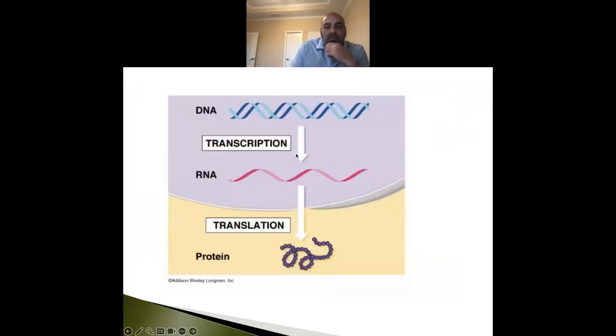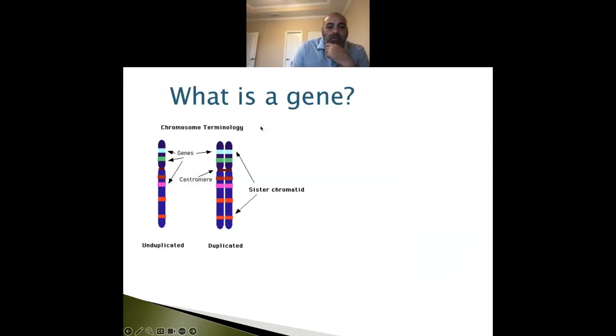Transcription, translation. So this is where we're making messenger RNA. That's transcription inside the nucleus. It then goes out to the ribosomes to be translated into the protein. Genes, those are just inheritable characteristics on chromosomes.